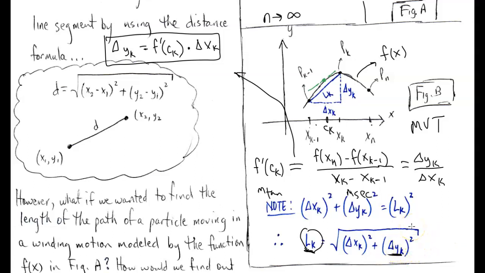And so by substituting in that result, that's going to allow me to now rewrite this length just in terms of the change in x sub k, and then that's going to eventually allow me to come up with the formula for arc length. And so we're going to talk about that next.